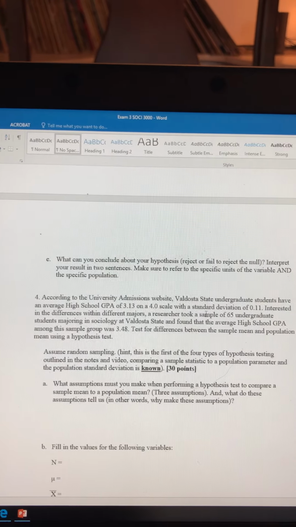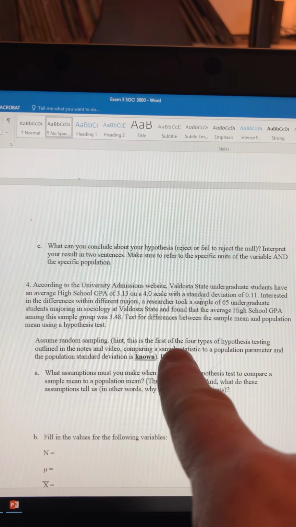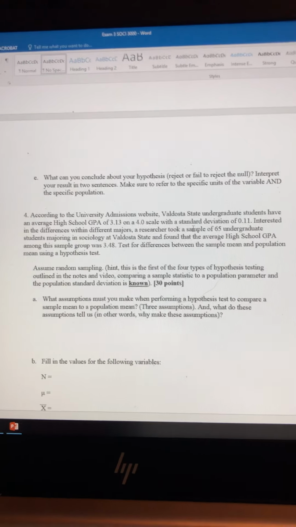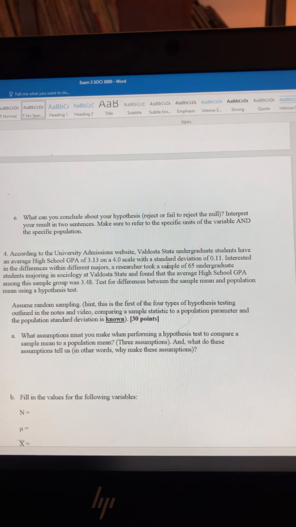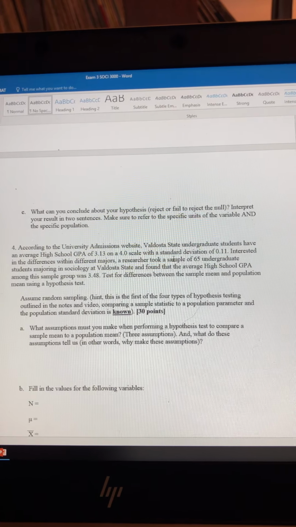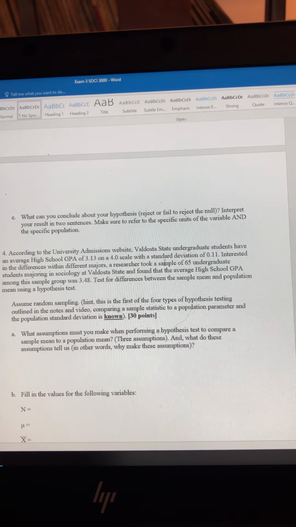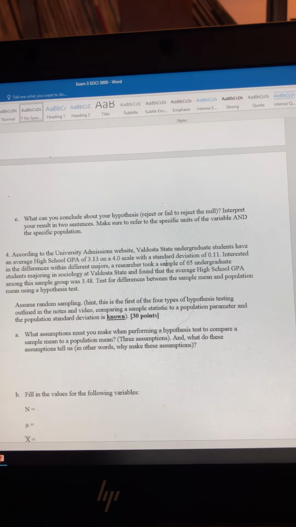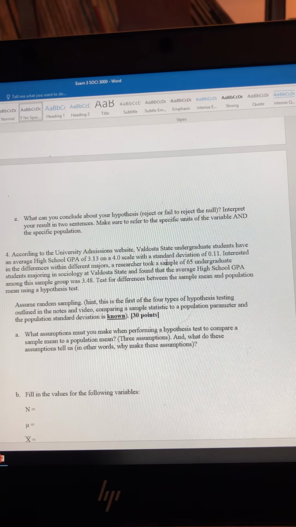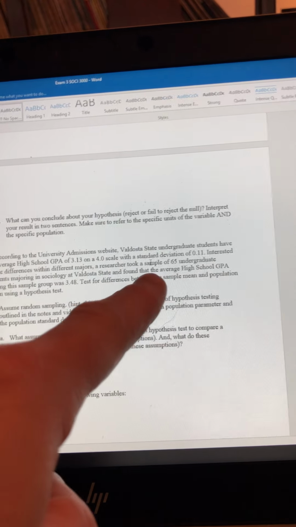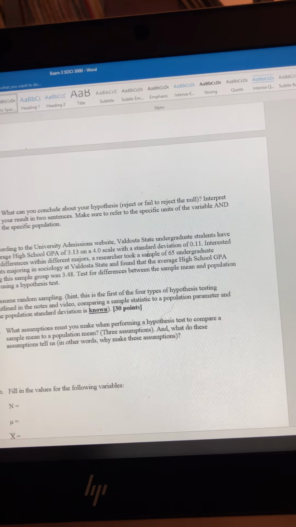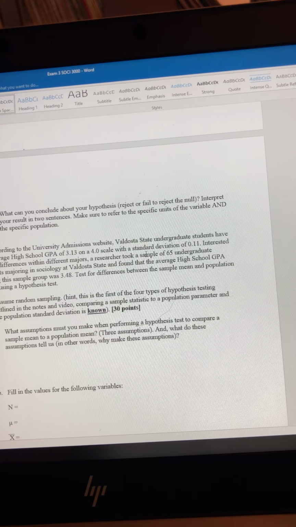So in question 4, we're going to be using that type 1. Again, I put a lot here for you. Please make sure you're reading this stuff. The question here is, we have VSU undergrad students with an average high school GPA of 3.13 with a standard deviation of 0.11. We're interested in the differences within majors, so this researcher takes a sample of 65 students in sociology and found their mean high school GPA was 3.48. Test for the differences between the sample mean and population mean using a hypothesis test.